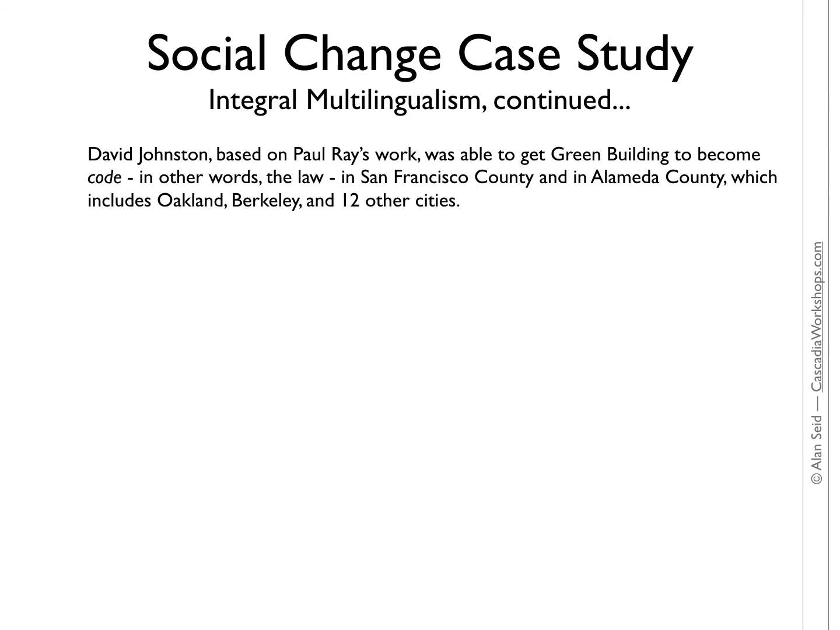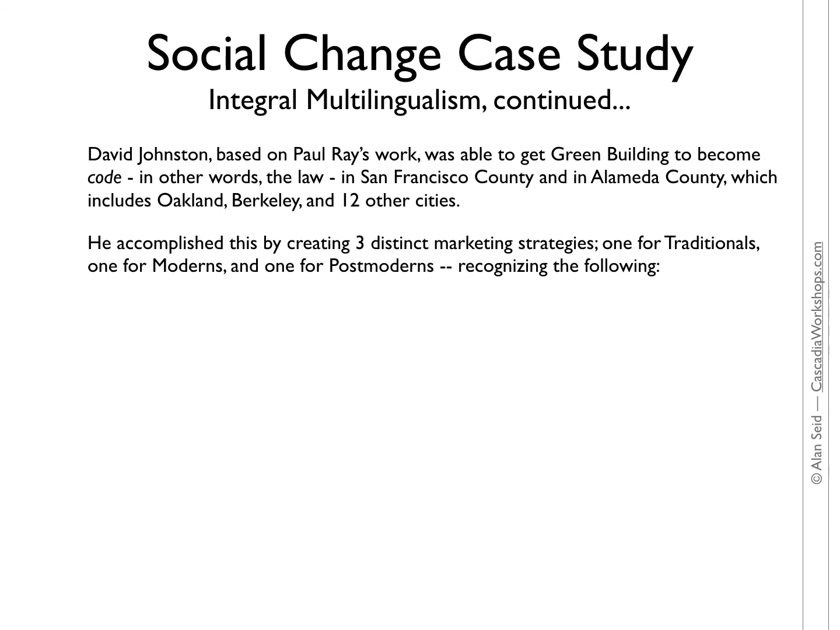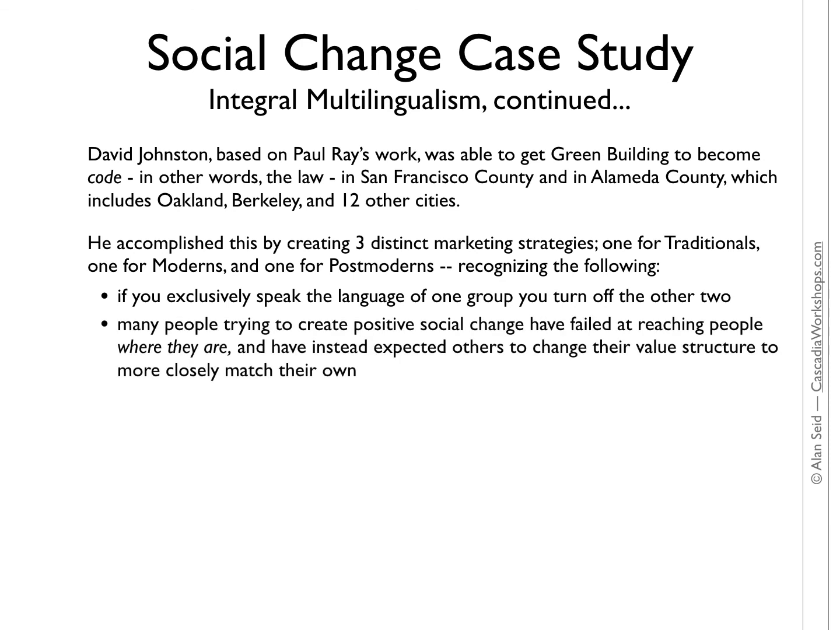So David Johnston, whom I have met, and I'm a big fan of his work, basing part of what he was doing on Paul Ray's work, he was able to get green building to become code. In other words, the law of the land in San Francisco County and Alameda County, which includes Oakland, Berkeley, and 12 other cities. He accomplished this by creating three distinct marketing strategies, one for traditionals, one for moderns, and one for postmoderns, recognizing the following. If you exclusively speak the language of one group, you turn off the other two. Many people trying to create positive social change have failed at reaching people where they're at, and have instead expected others to change their value structure to more closely match their own. So I'm preaching to other people about the environment, and I insist that they see the world my way. It doesn't work. That's been the Achilles heel of the environmental movement for 50 years.